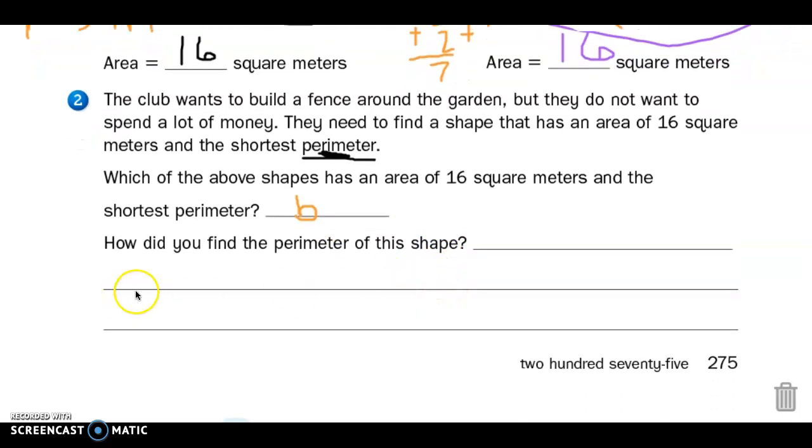Now I want you to explain, how did you find the perimeter of the shape? So in your own words, how did we find perimeter? Amazing job, third grade. You can go ahead onto math boxes when you finish.